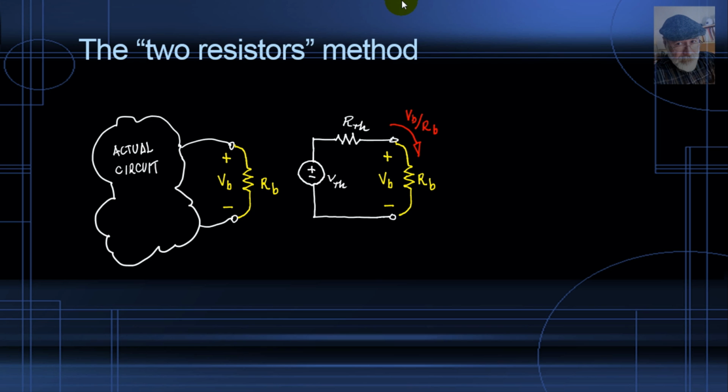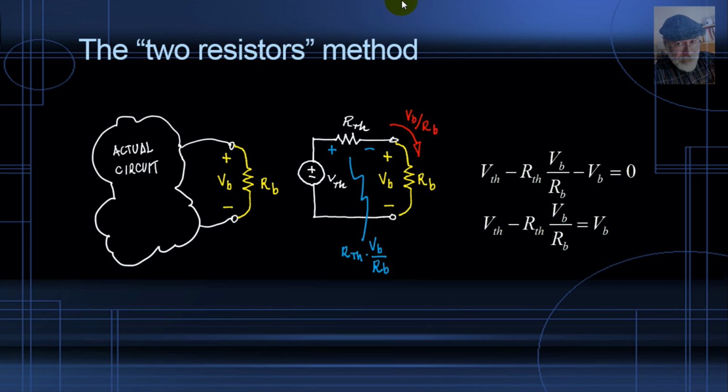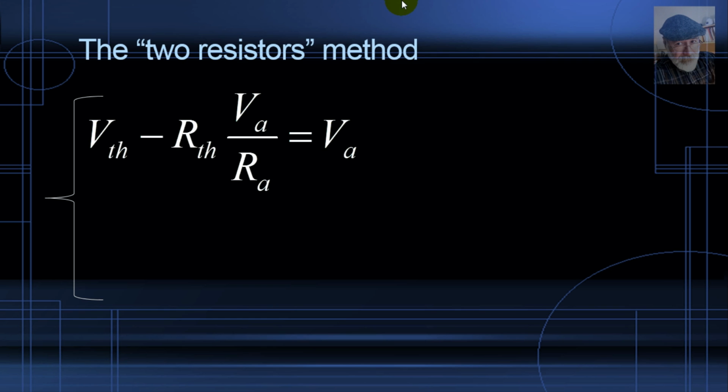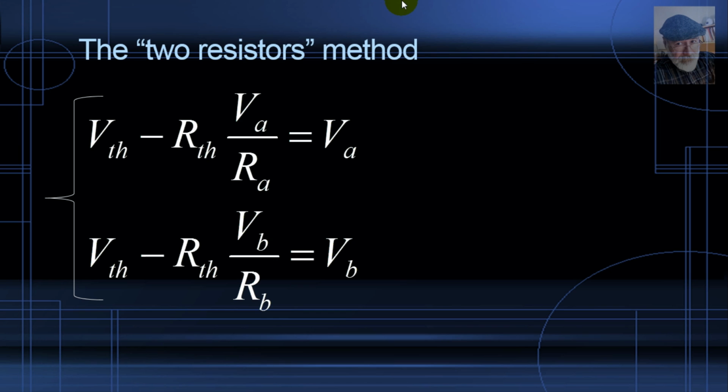Again, the same analysis for current, for drop in R Thevenin, and for the KVL equation. Another equation, same unknowns Vth and Rth. We have now two equations and two unknowns. Let's write them together. From the first test, Ra, and from the second test, Rb. Two equations and two unknowns Vth and Rth.